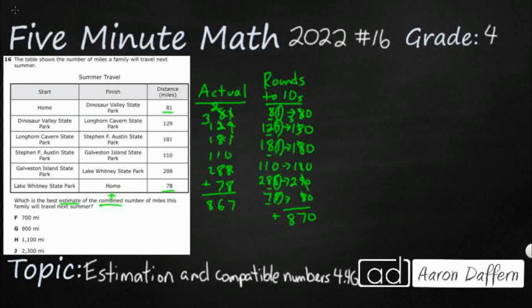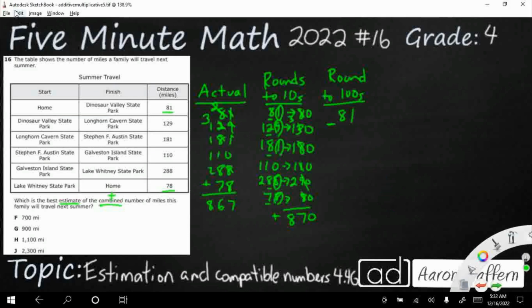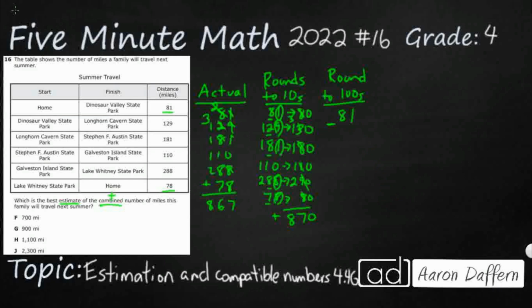867 to 870. Now, if I wanted to make this a lot easier, I could round to hundreds. Might not be as accurate. Now, watch what happens to my 81, right? So here's the hundreds place. So if I'm looking at that, that 8 is going to change that up because it's 5 or more. So that's going to be 100. So that, it looks a little strange, but it's going to work.